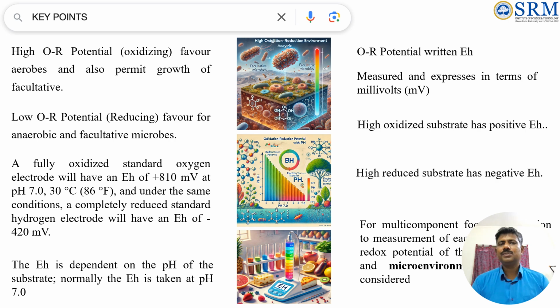Usually the EH depends on the pH of the substance. Normally the EH is measured at a pH of 7. For measuring the OR potential of a multi-component food, in addition to measuring each component, we can also consider checking the interface area or microenvironment area to determine the OR potential of the food material.